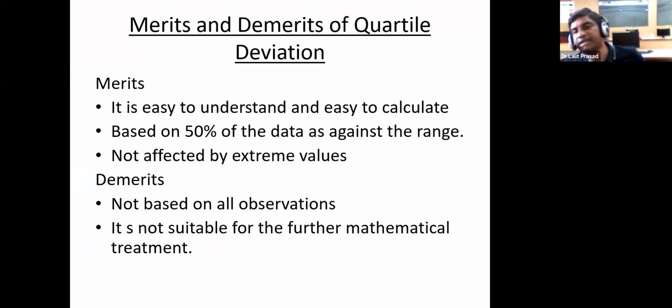So it is easy to understand and easy to calculate, based on the 50% of the data against the range. Not affected by the extreme values because we are taking that value only. Not based on all the observations. It's not suitable for further mathematical treatment. So we don't waste much time on range.